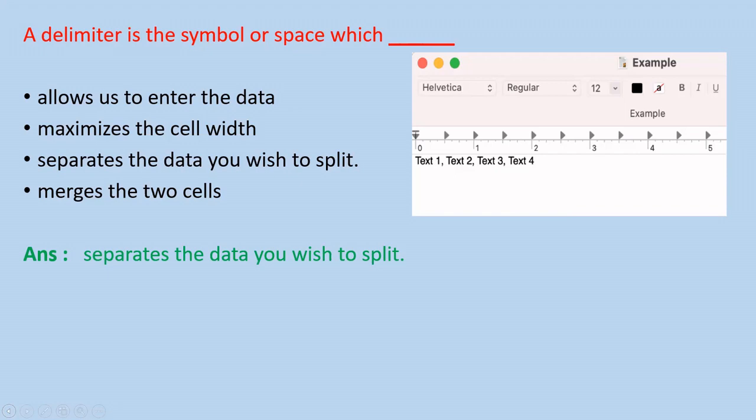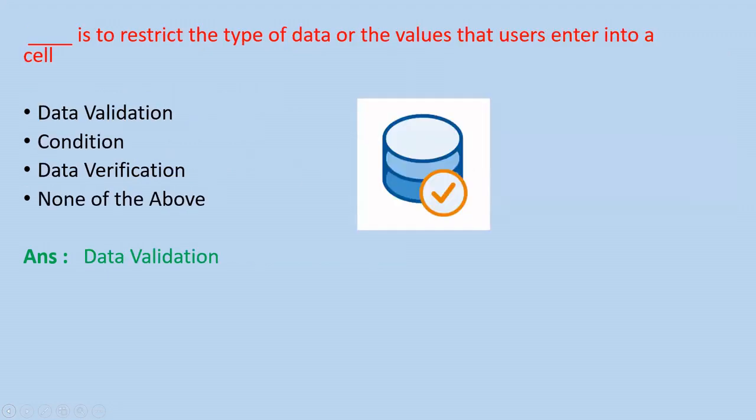So the answer is: separate the data you wish to split. It might be a comma or space or a full stop. You can use it based on your purpose. Allows us to enter the data? No, it is wrong. Maximize the cell width? No, it's wrong. Merges the two cells is also wrong. It separates the data you wish to split. Let's go to the fourth one.